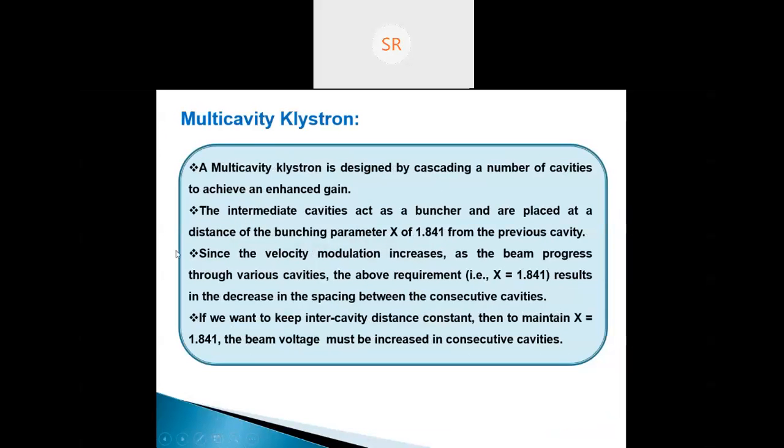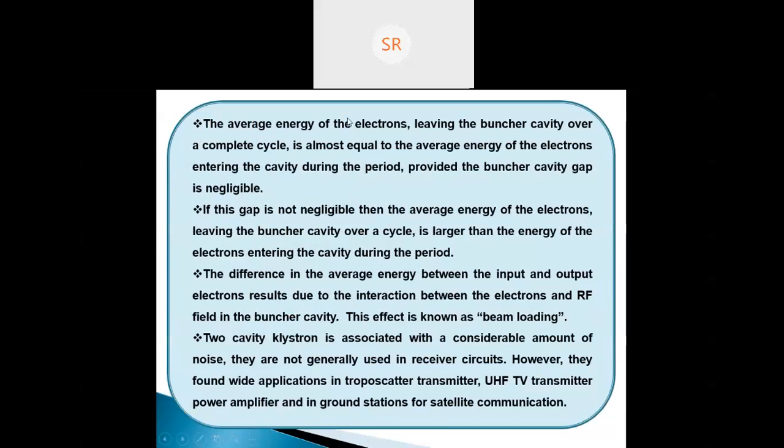Now the output of this particular cavity depends upon the average energy of the electron leaving the Buncher cavity over a complete cycle, which is almost equal to the average energy of the electron entering the cavity during the period, provided the Buncher cavity gap is negligible. If the gap is not negligible, then the average energy of the electron leaving the Buncher cavity over a cycle is larger than the energy of the electrons entering the cavity during the period. So that's why we are getting that difference in the energy, or differences in the output.